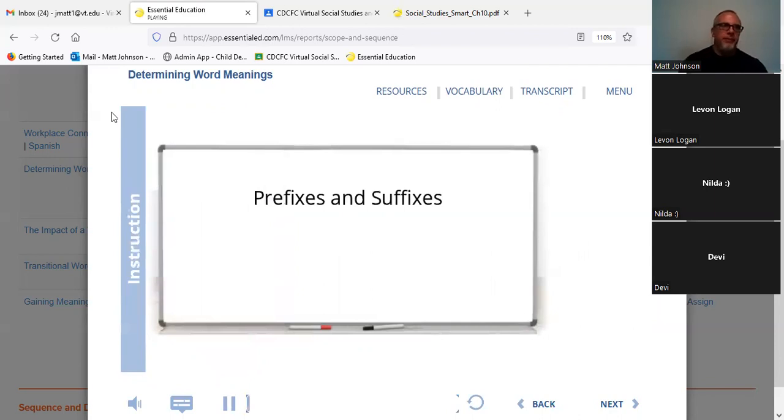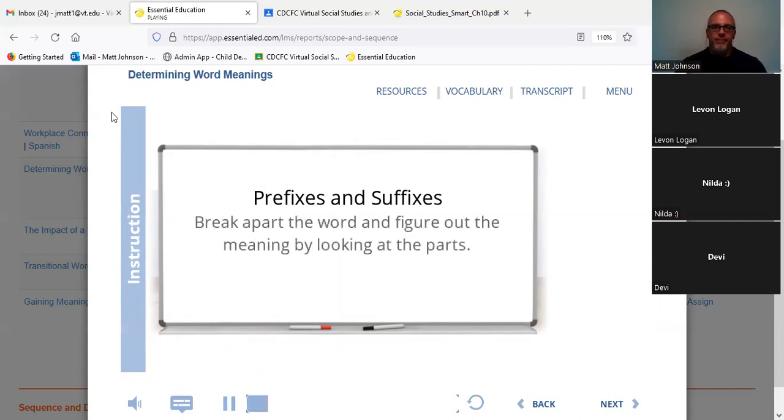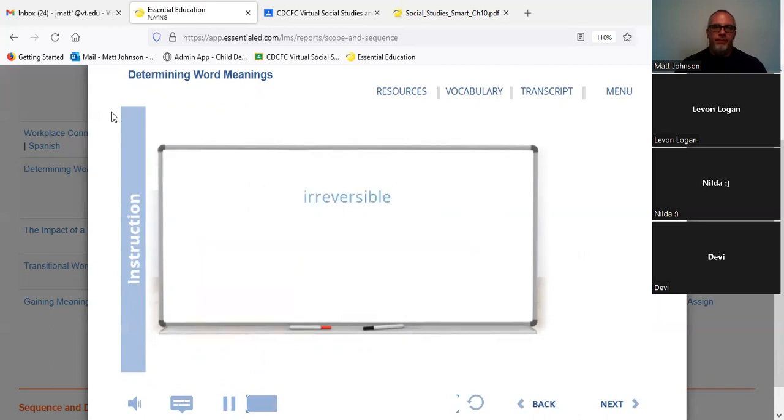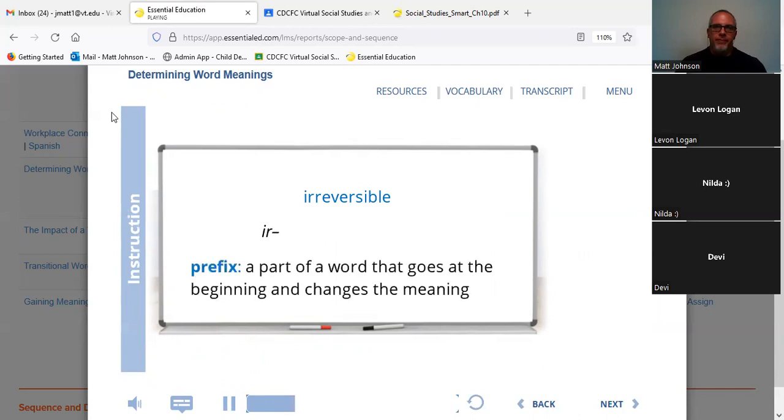When I come across a new word, the first thing I look at is the word itself, the prefixes and suffixes. I want to break apart the word and figure out the meaning by looking at the parts. Look at this word, irreversible. That's a mouthful. But I can start to break it apart. It starts with ir. That's a prefix, a part of a word that goes at the beginning and changes the meaning. Prefixes and suffixes are usually short, and you should get familiar with the most common ones.